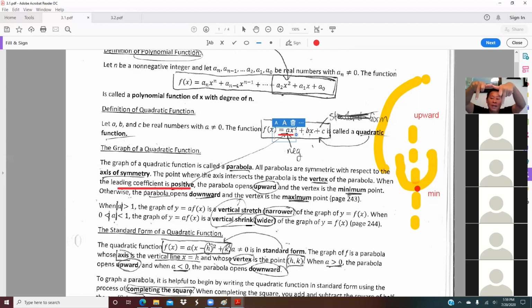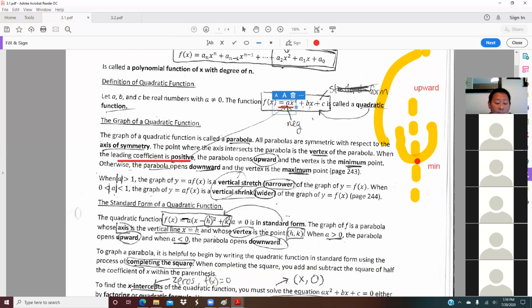And what happens when your A is negative? You just go downwards. So what happens when your A is -2? -2 means it goes downward, getting narrower. -3 getting narrower, -4, -5, back to -1. So what happens when you have a -0.9? It's getting wider. For -0.8, -0.7, it's getting wider. So this is what you do with a negative sign.